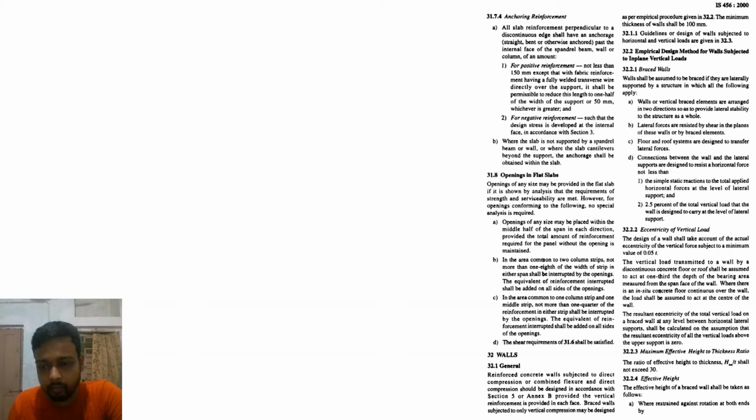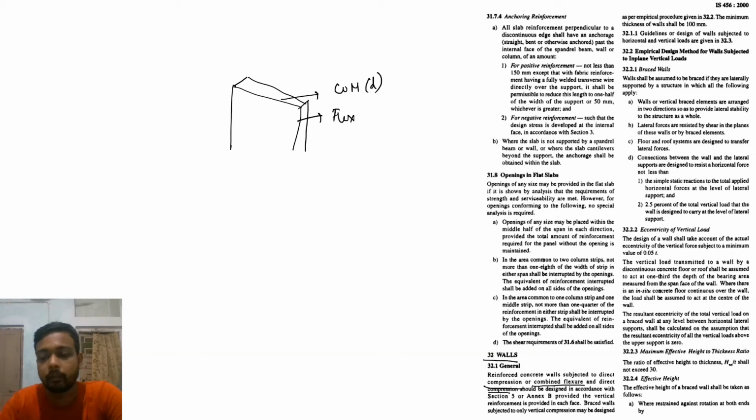Okay, so today in our class we start with class number 32. Reinforced concrete wall subjected to direct compression or combined flexure and direct compression. That means suppose this is your wall. So here compression is mandatory, but either direct compression or flexure. Two types of forces are acting.